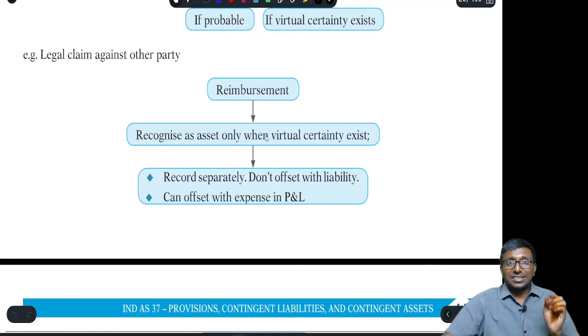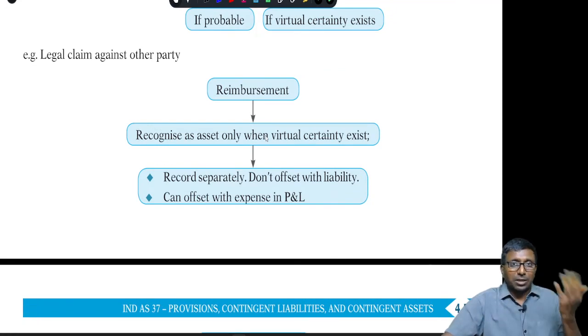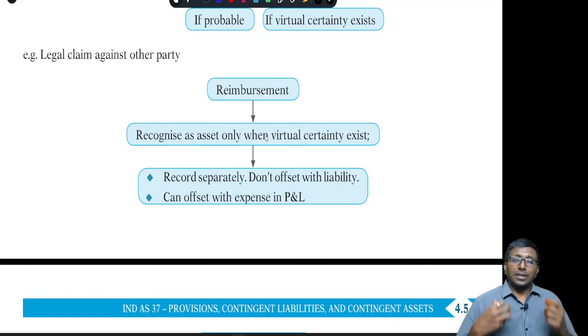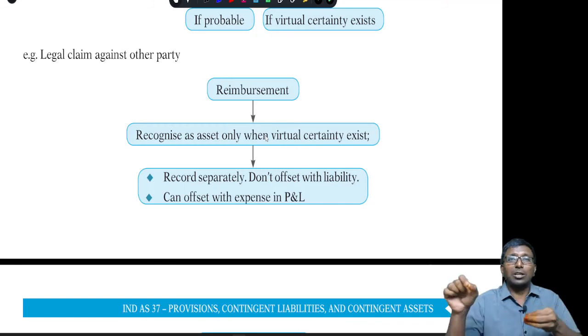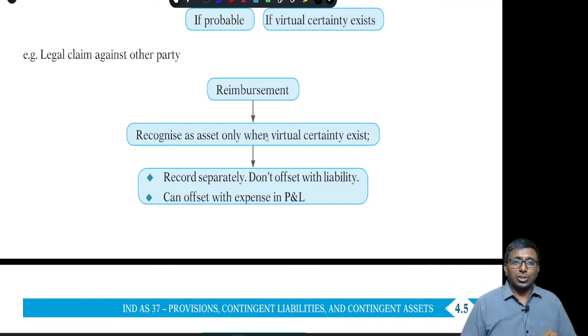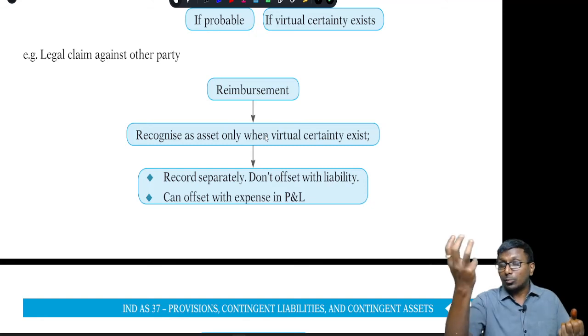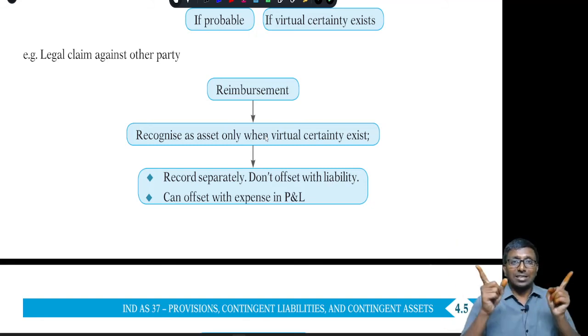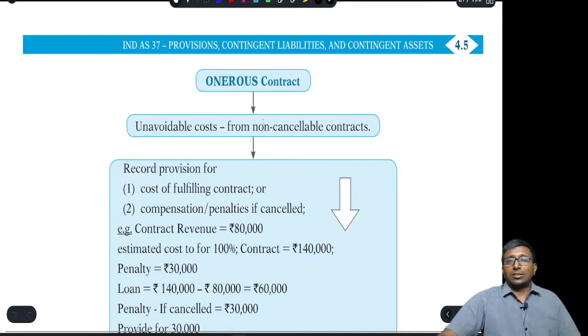There is one more small topic, that is reimbursement of expenses. We spent on behalf of somebody, and is it an asset to me? Yes, you can recognize it as an asset, but only when there is virtual certainty. That means the other party must have agreed in writing; there must be a contract and a guarantee. Then you can recognize it as an asset. With respect to reimbursement expenditure, in the profit and loss you can show the total expenses incurred less the reimbursement that is going to come, and the net amount can be charged to P&L. But in the balance sheet, you are not supposed to offset. Whatever you are supposed to pay to a third party will be a liability, and whatever you are supposed to receive from the other party should be an asset, because it is arising from two different parties.